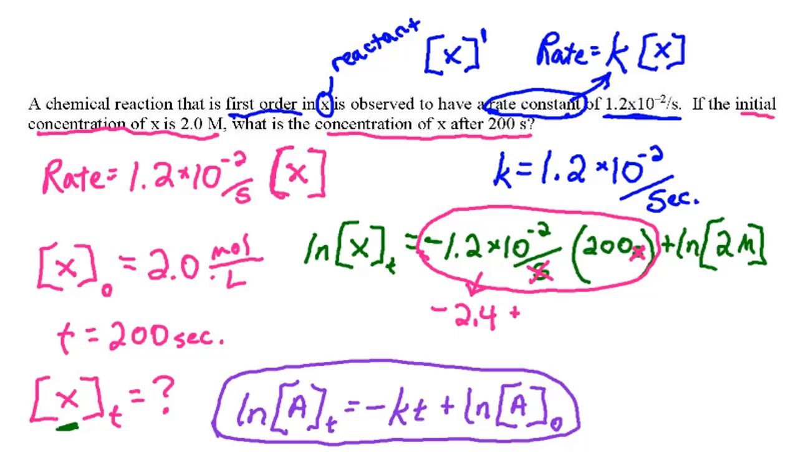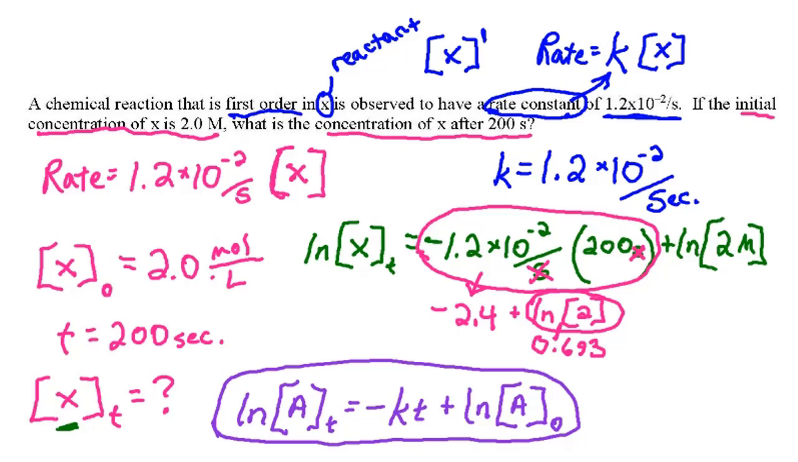Now we need to take the natural log of 2. So on your calculator, find the button that says LN. It's usually next to your log button. Click LN and it'll open up a parentheses for you. Punch in the number 2 and hit enter. So the answer is 0.693. So this natural log of 2 is 0.693.